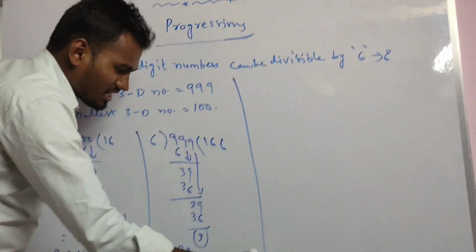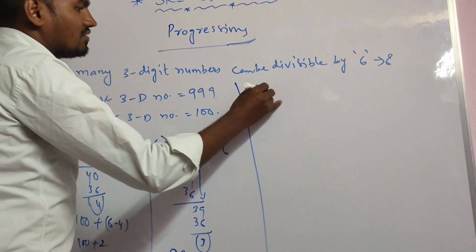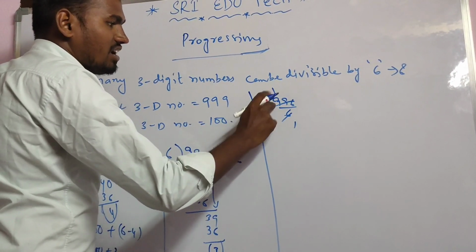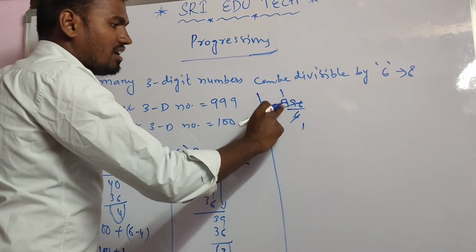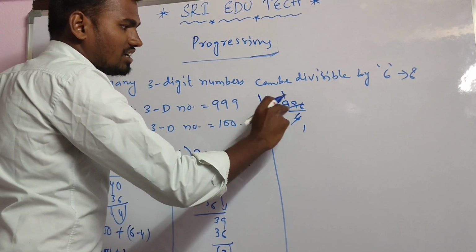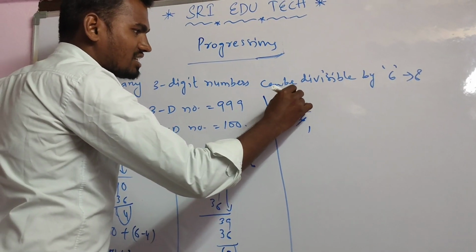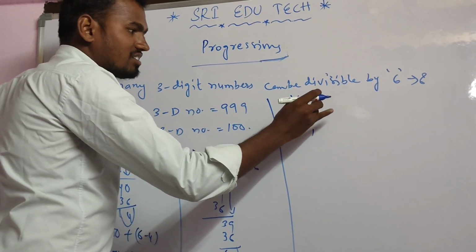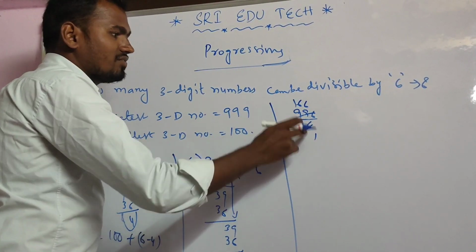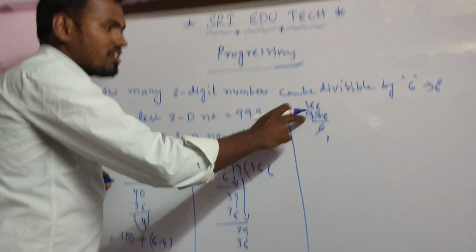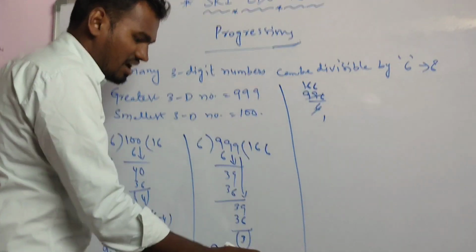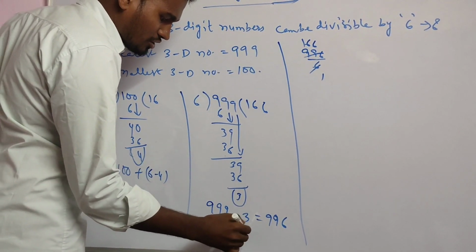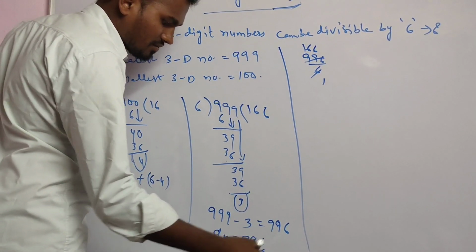Let's check whether it is divisible by 6 or not. 996 by 6: 6 on the 6, remaining 3. Then 39, 6 sixes are 36, remaining 3. Then 36, 6 sixes are 36 only. It is perfectly divisible by 6. This is the last term, an is equal to 996.